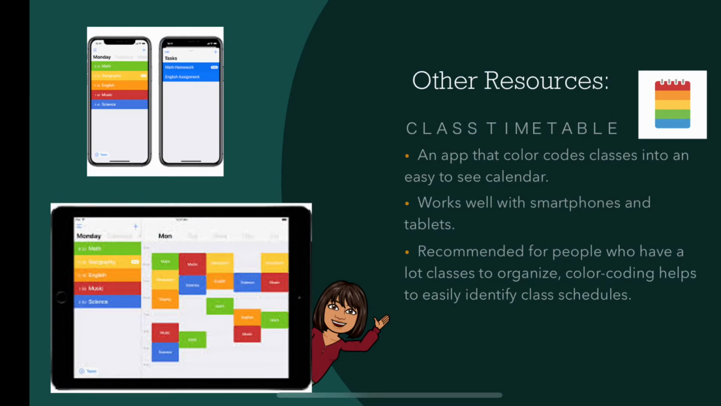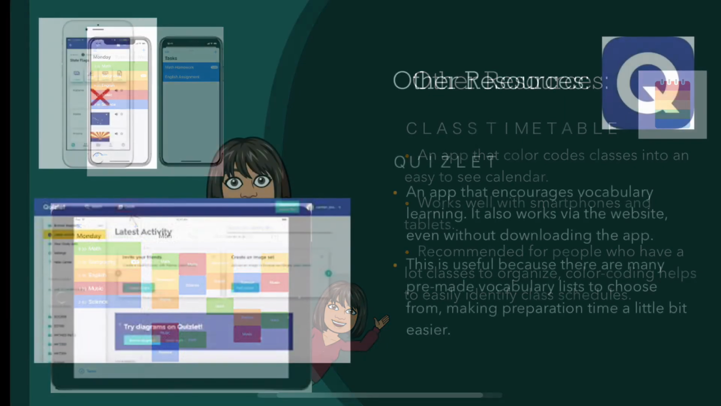Class Timetable is a free app that color codes classes into an easy-to-see calendar. So I kind of like my calendars to be very colorful. So that's why I like using this app. If you have a lot of classes to organize, color coding on your tablet or your mobile phone would sometimes really help. Another app that I often use is Quizlet.